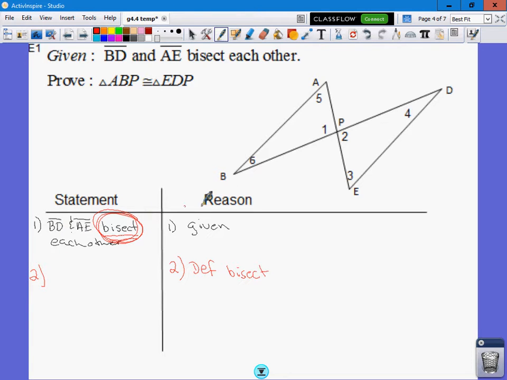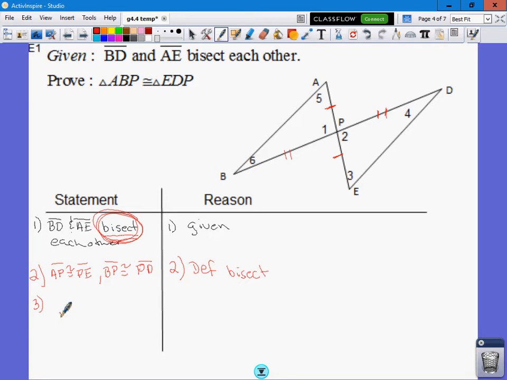If BD bisected AE, then I know that segment AP is congruent to segment PE. And since they bisected each other, I also know that BP is congruent to PD. That pretty much used up the concept of what was in the given information. Sometimes the rest of the information comes from the picture. What's not marked in the picture that we could mark, and why can I mark it?